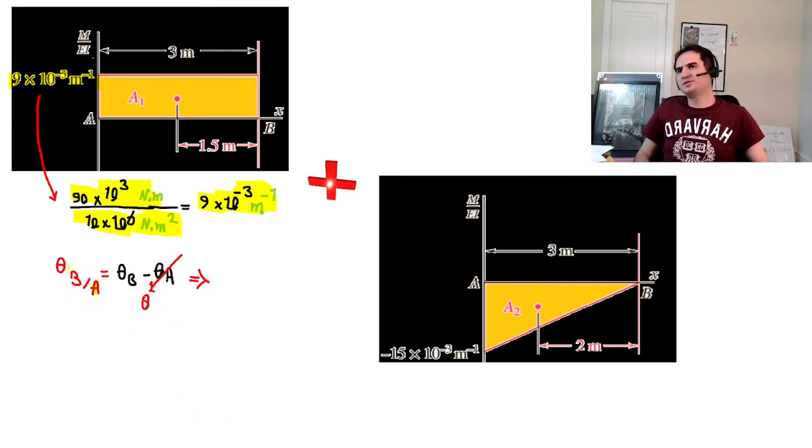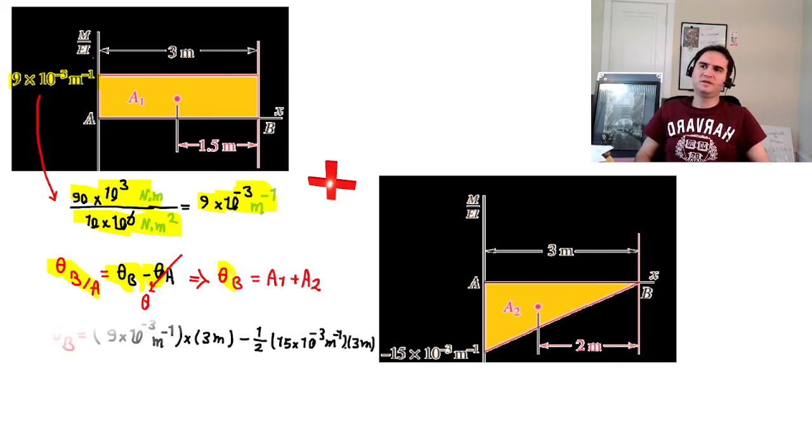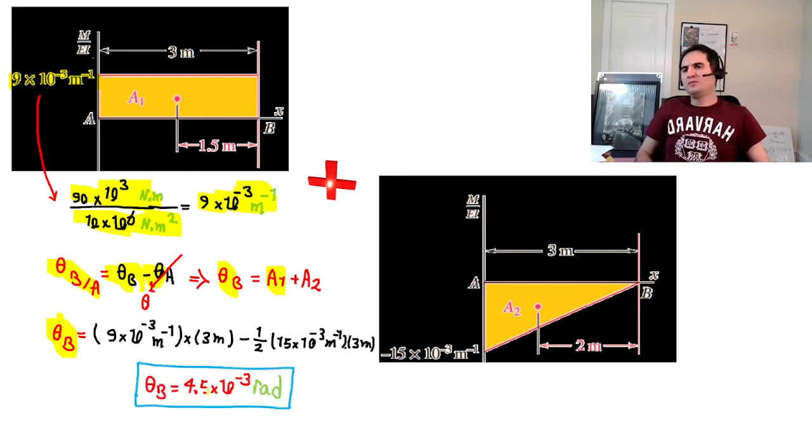Theta B with respect to A is theta B minus theta A. Because A is a fixed support, theta A goes to 0. So theta B with respect to A is just equal to theta B, and that's the area under M over EI for the first graph plus the area under M over EI for the second graph. If you do the math, it gives you theta B equal to 4.5 times 10 to the negative 3 radians.